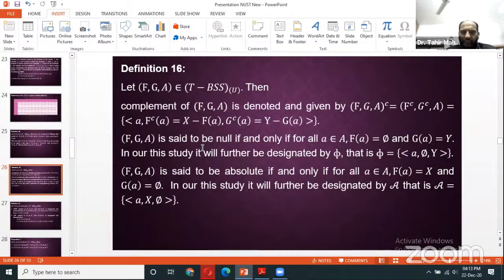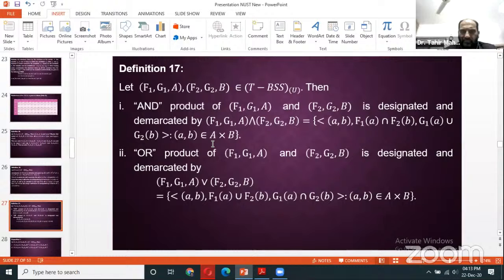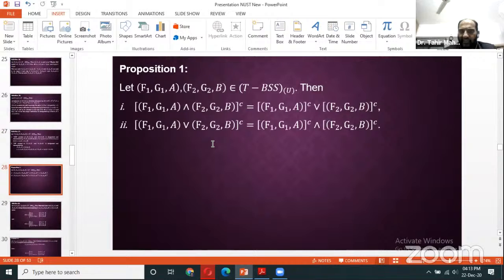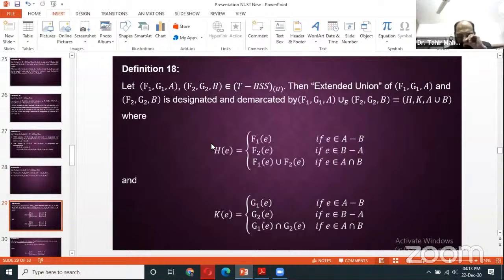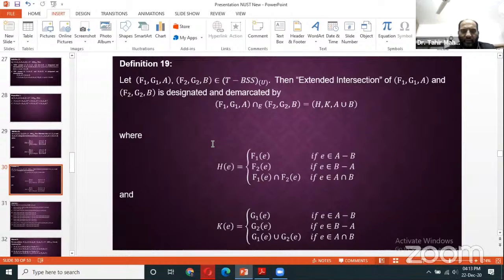Okay, here we have defined the complement. Next, we have defined the AND and OR product. And here we have discussed De Morgan's laws. Here we have discussed the extended union of the T-bipolar soft sets and extended intersections of the T-bipolar soft sets.